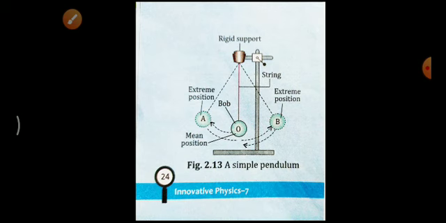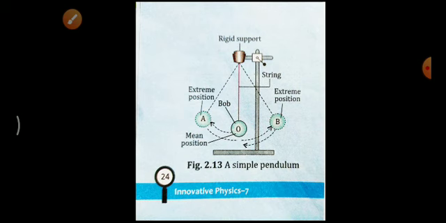Last class we already discussed the simple pendulum and its different parts: extreme positions, mean position, bob, rigid support, string and oscillations, amplitude of oscillation, time period, frequency, and length of a pendulum. These are all related to the simple pendulum, and I hope all of you have understood that properly.